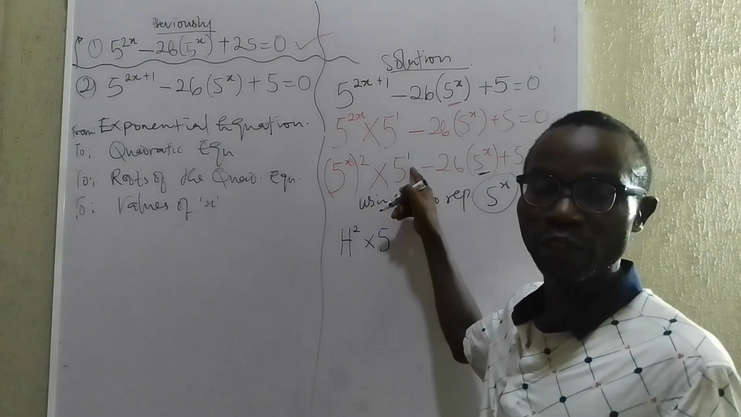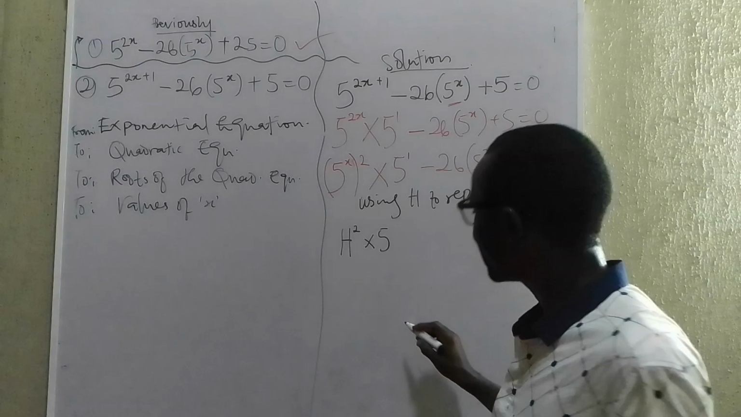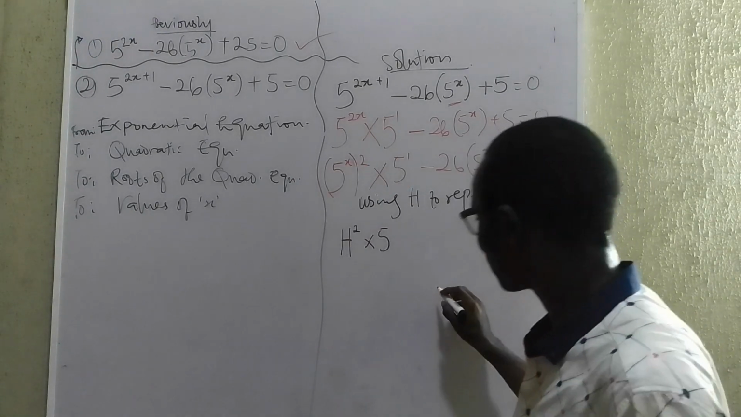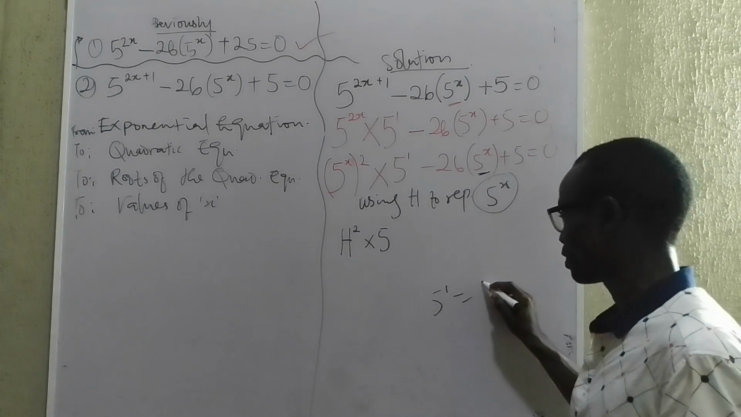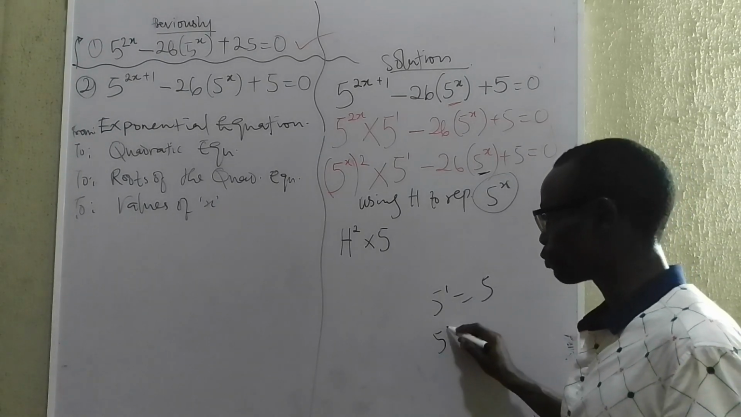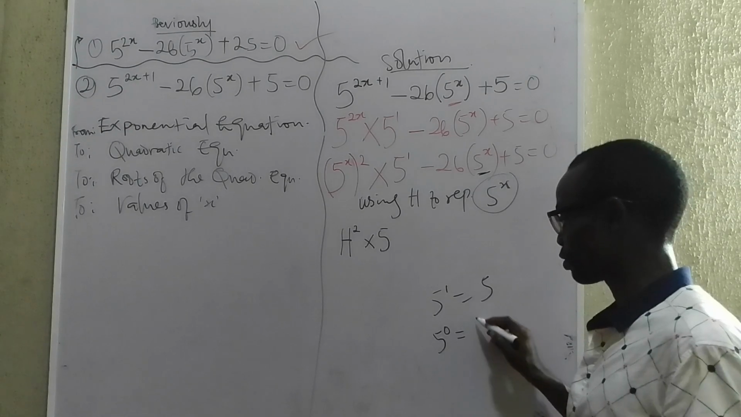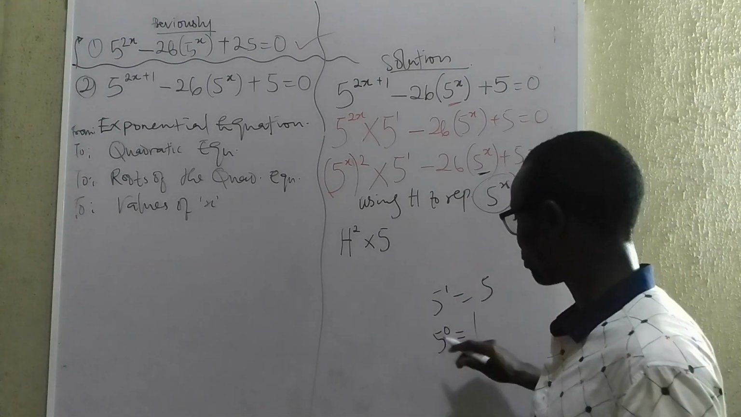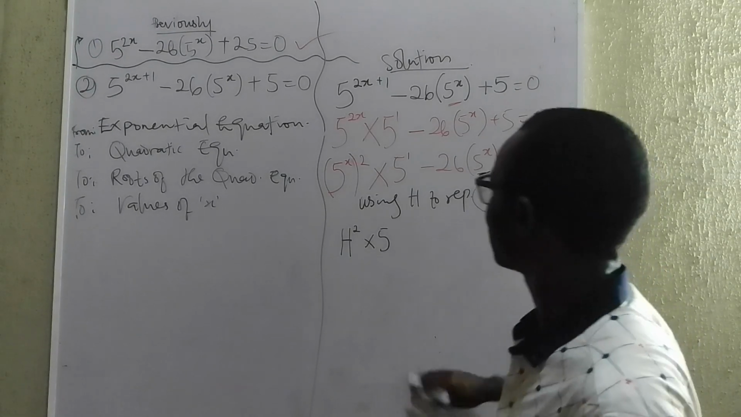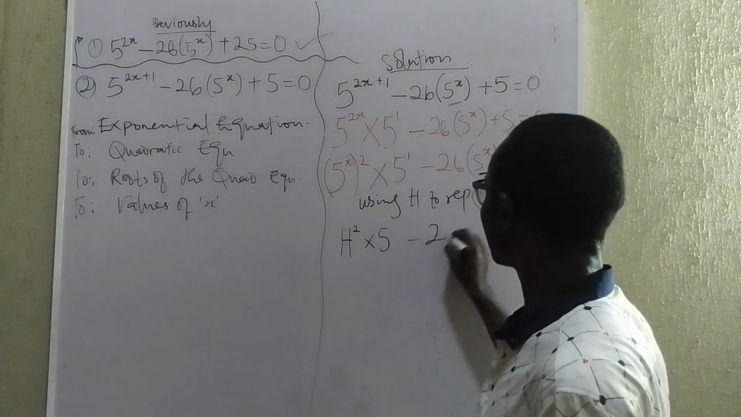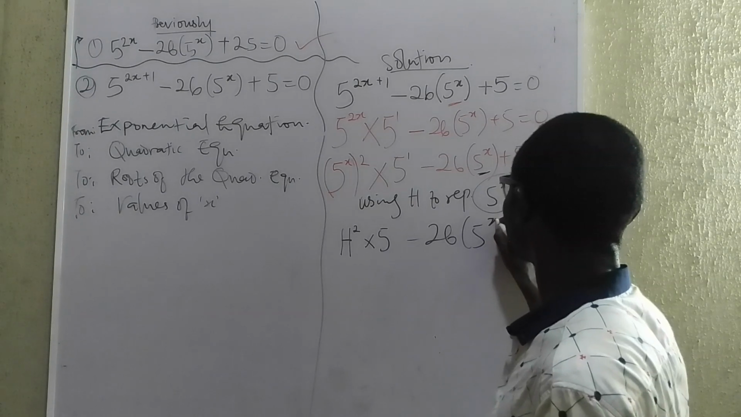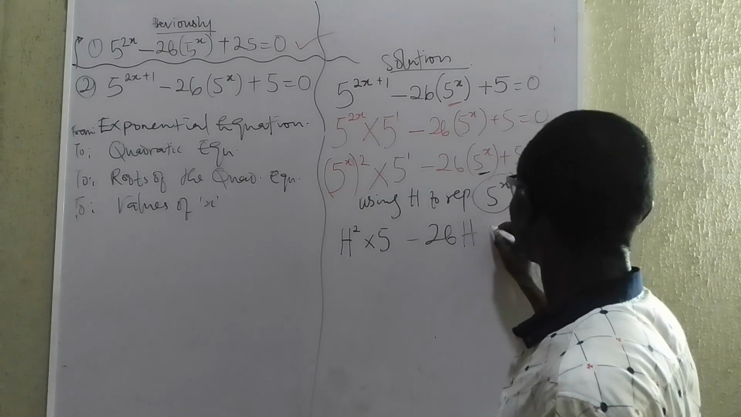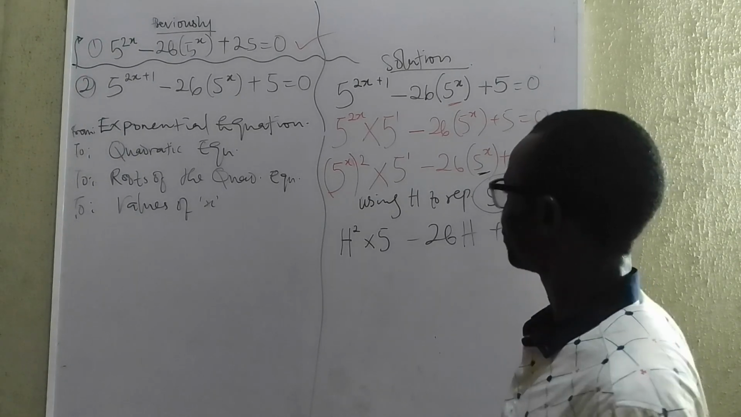Now 5 raised to the power 1 is what? 5. Any number raised to the power of 1 is the same number. But don't confuse it with 5 raised to the power 0. 5 raised to the power 0 is equal to 1. Any number raised to the power 0 is 1. But this 5 raised to the power 1 is 5. So don't confuse them. So this is h squared times 5, minus 26, 5 to the x, which is h, plus 5 is equal to 0.